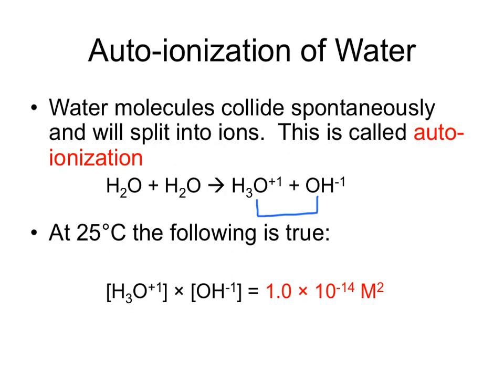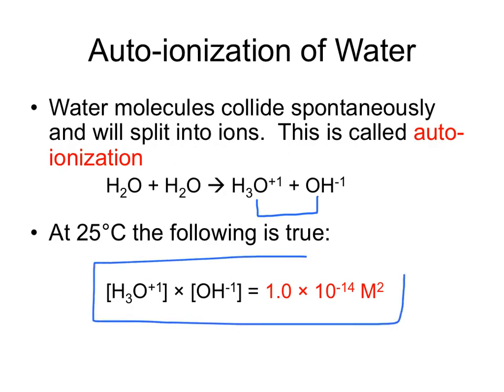It makes this statement true, that hydronium ions and hydroxide ions, when multiplied together, will always have a product of 1 times 10 to the negative 14th molarity squared. Now this is called Kw. It is the equilibrium constant for water, and you just need to know that it is a constant and that it is provided to you on your reference sheet.